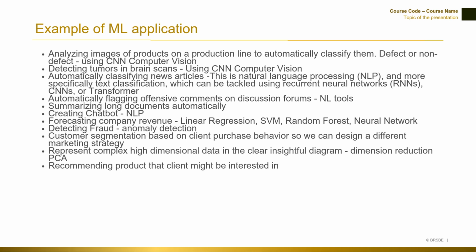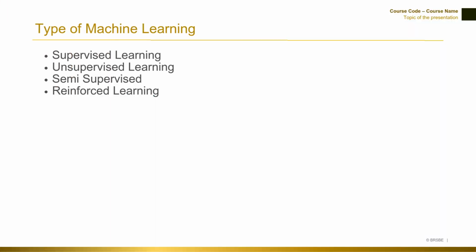These are some examples of machine learning applications. First is to analyze images of products on a production line to automatically classify them as defective or non-defective, detecting tumors in brain scans, automatically classifying news articles, automatically flagging offensive comments on discussion forums, summarizing long documents automatically, creating chatbots, forecasting company revenues, and many others. There are four types of machine learning. First is supervised learning. Second is unsupervised learning. Third is semi-supervised learning. Fourth is reinforcement learning. Let's take a look at all these types of machine learning one by one on the next slide.